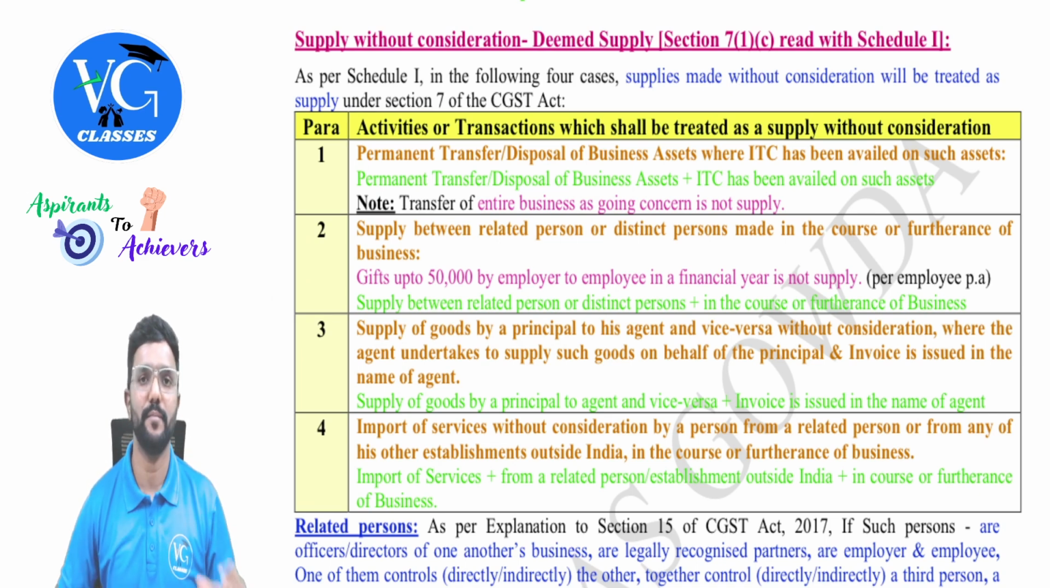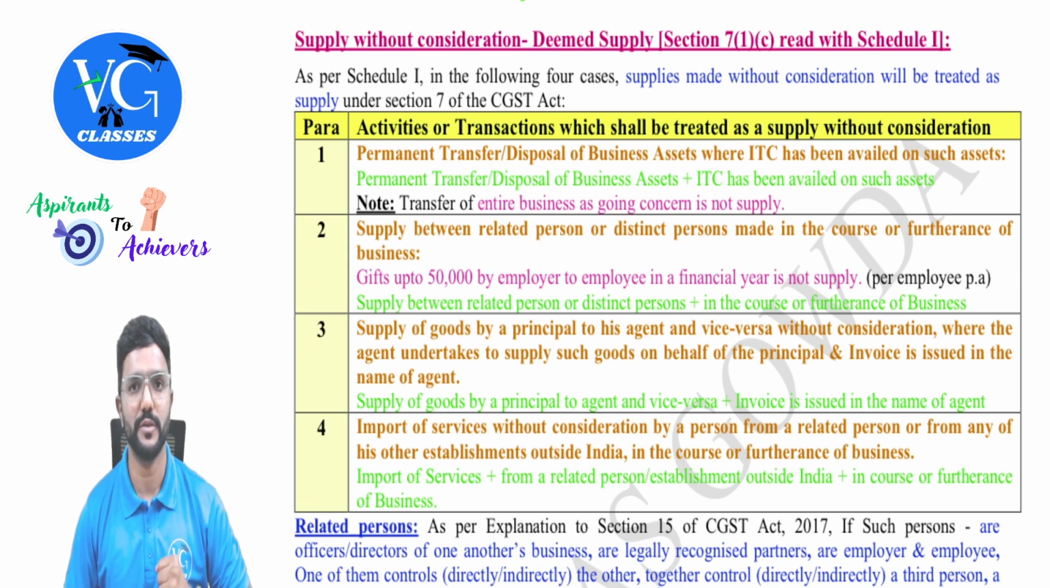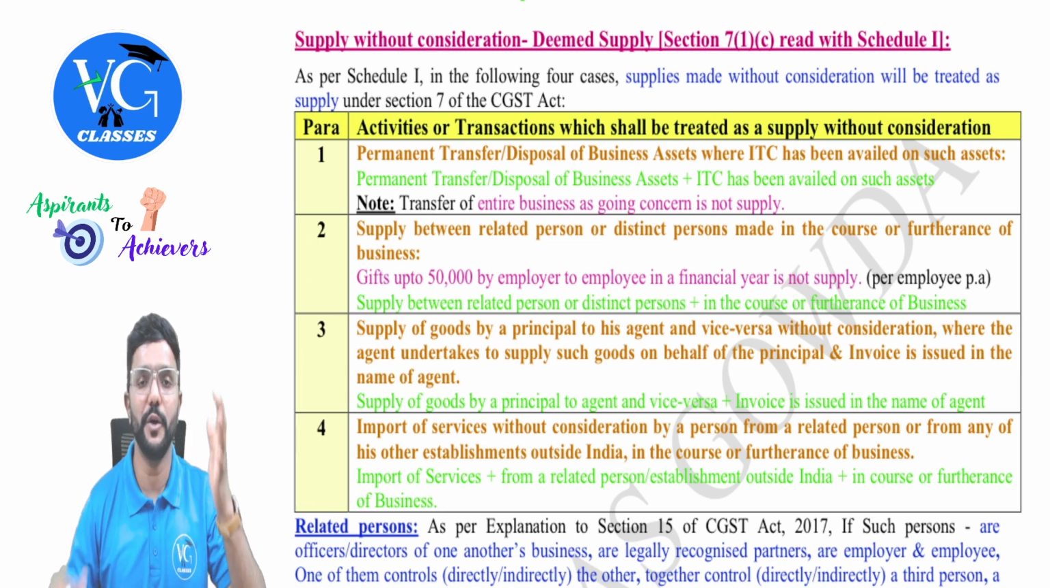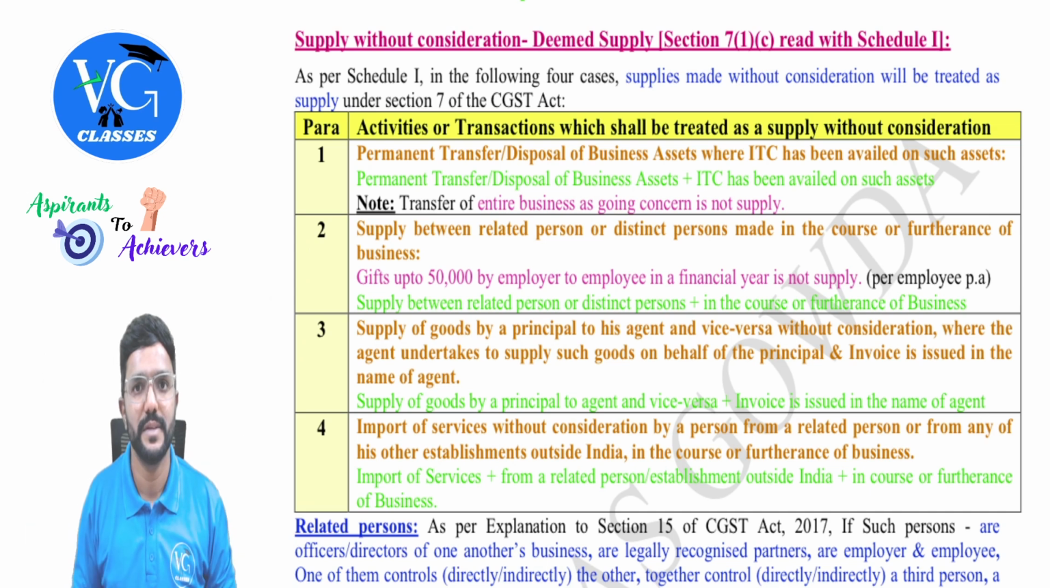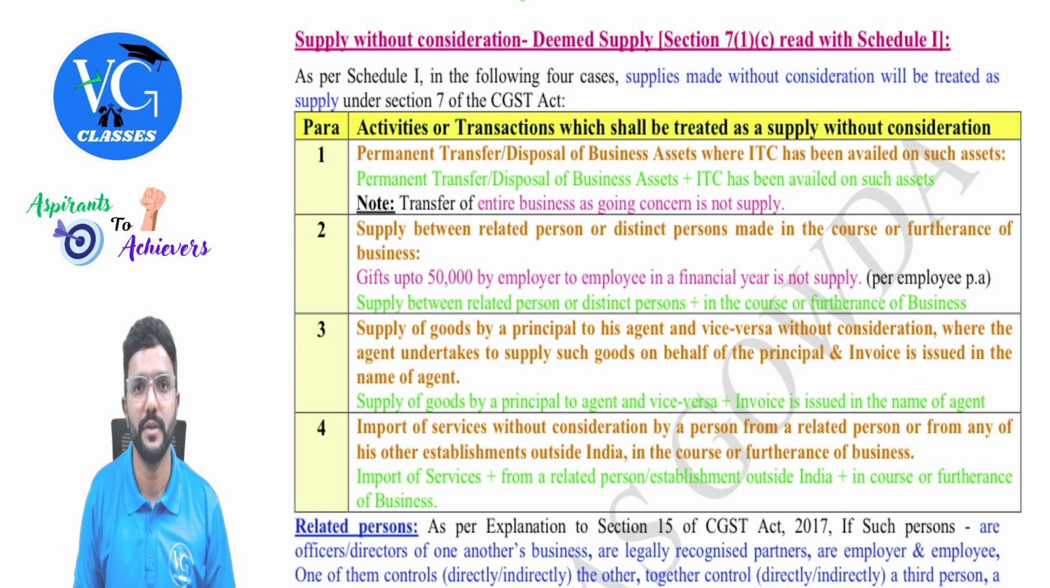Got it? For example, assume I donated a blackboard to a charitable institution or to a government school. On that blackboard, they have written donated by Vikas. Is it a supply? No, guys. Because from their side, no consideration is there. From my side, consideration is there, whereas from the school side, there is no consideration.